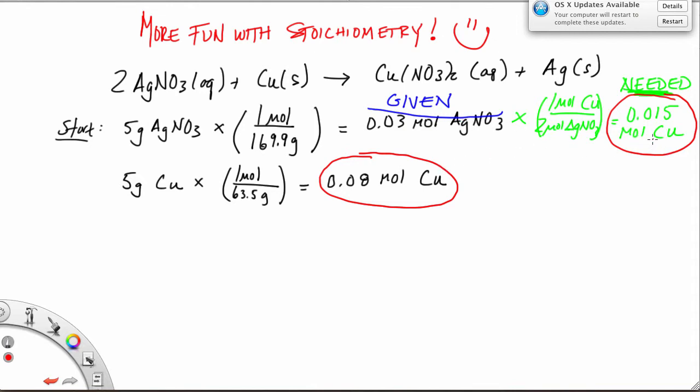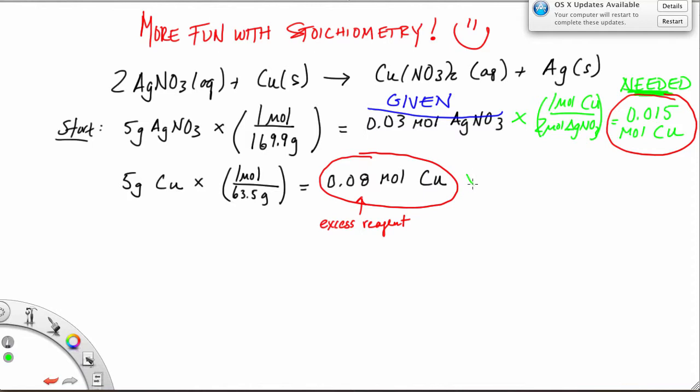I need 0.015 moles of copper. I have 0.08 moles of copper. So I have more copper than I need. Therefore, copper is my excess reagent. And that would tell me then that silver nitrate is my limiting reagent. And really, I'm done there. I've identified the limiting reagent.